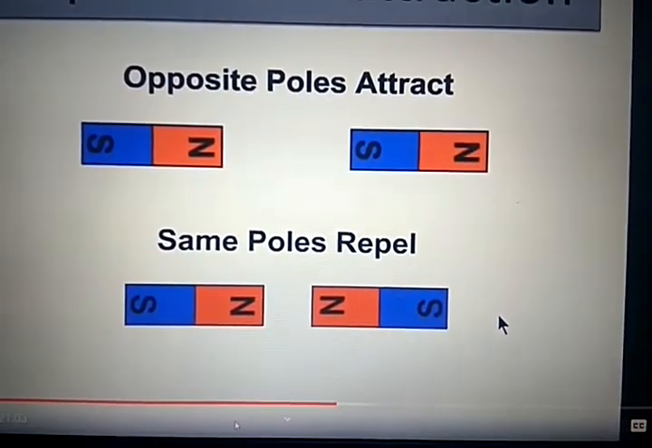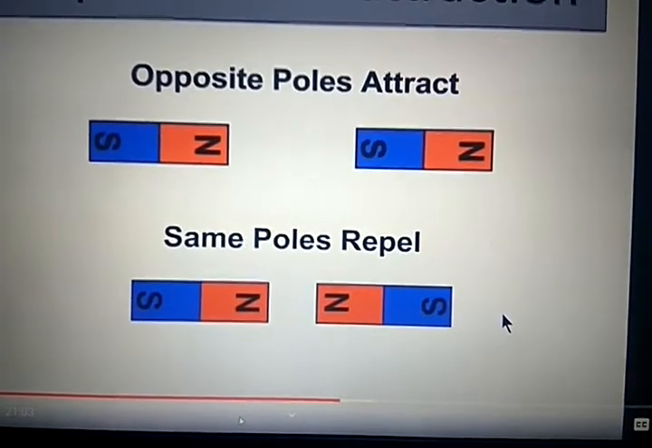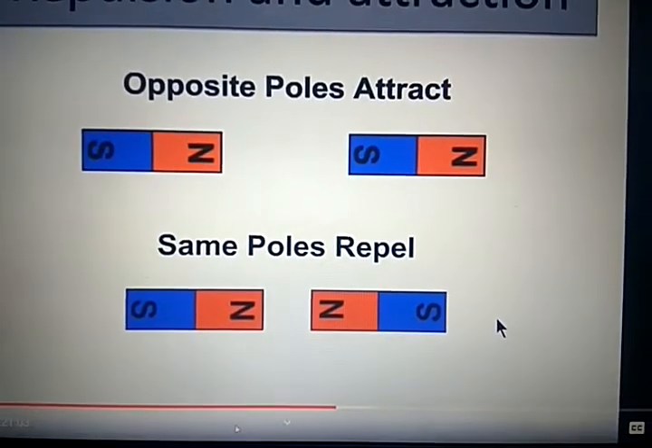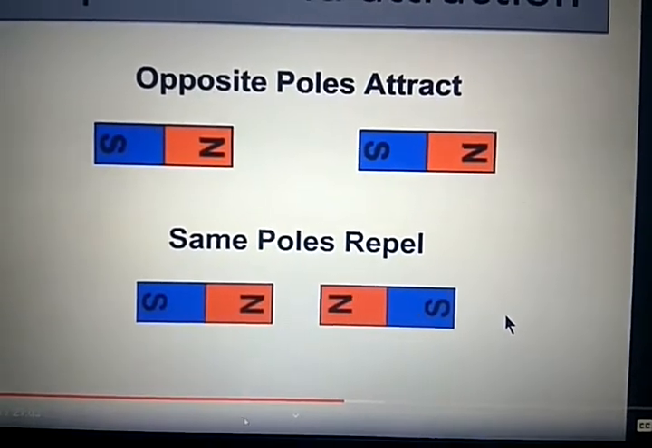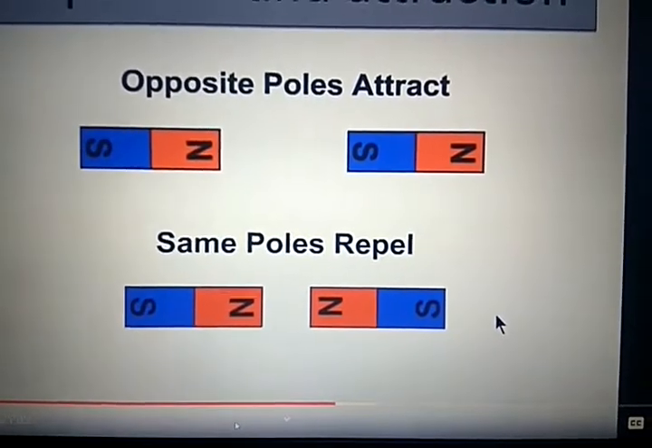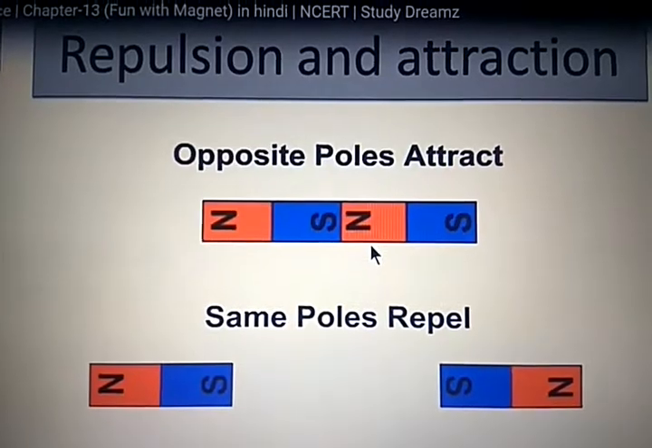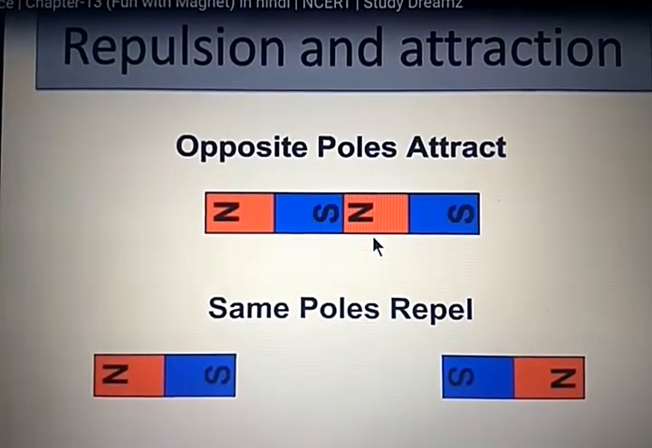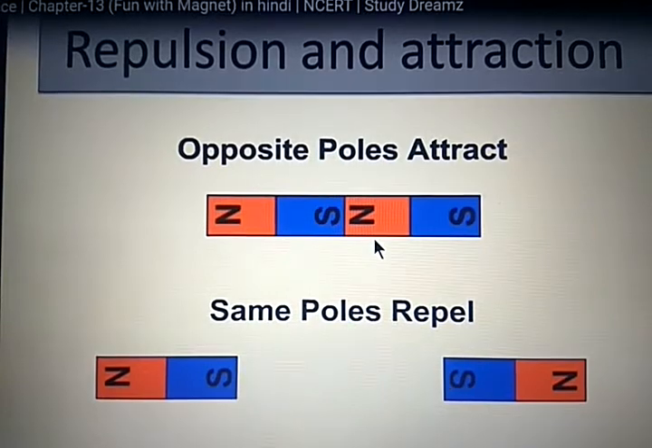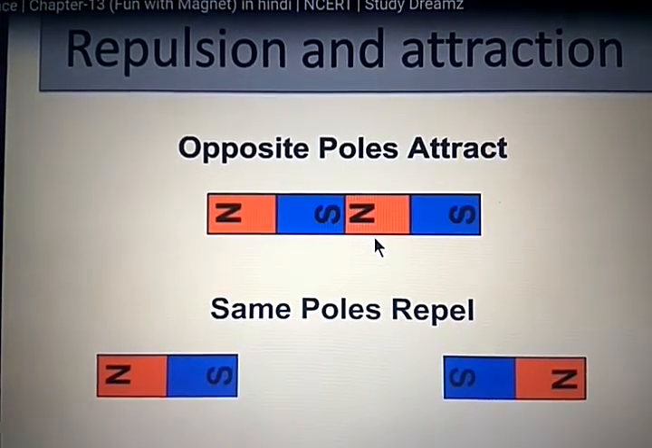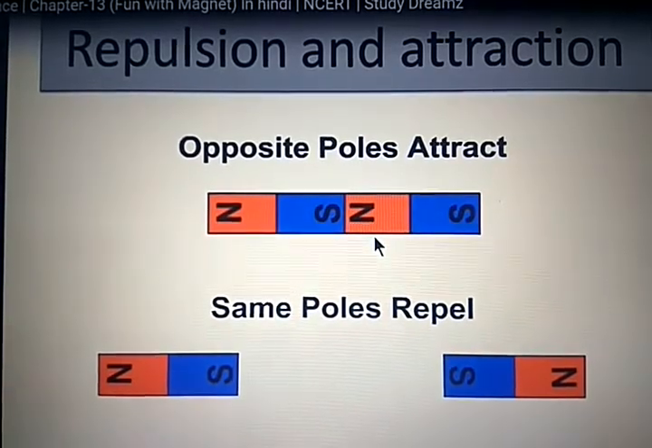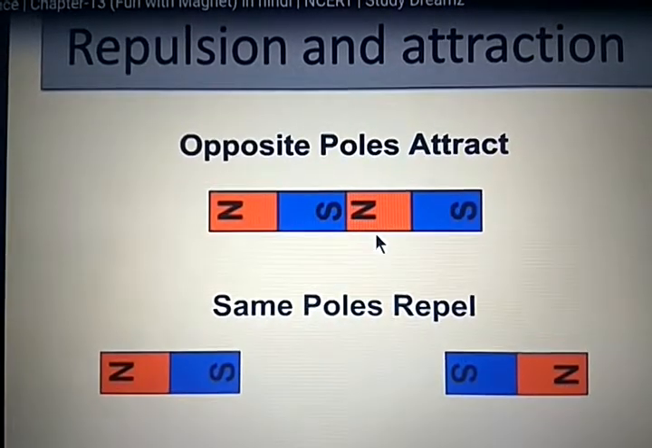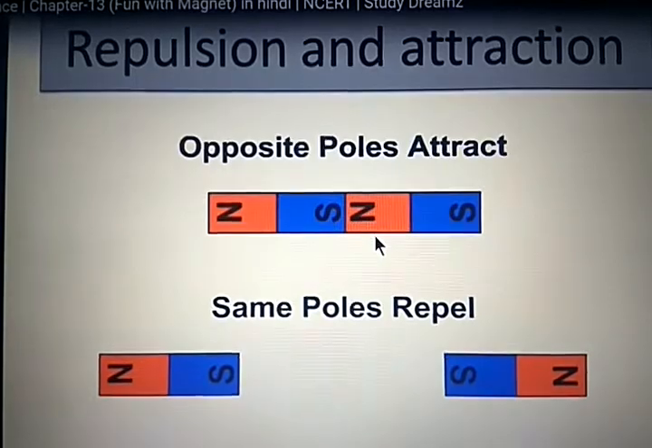When opposite poles are there, you can find attraction, and when same poles are there, you can find repulsion. North north, south south, same pole. North south, south north, opposite pole. Here you can see when opposite poles are there, magnets attract each other and join. When same poles are there, the two magnets stay far away from each other, they do not join, meaning they repel each other.